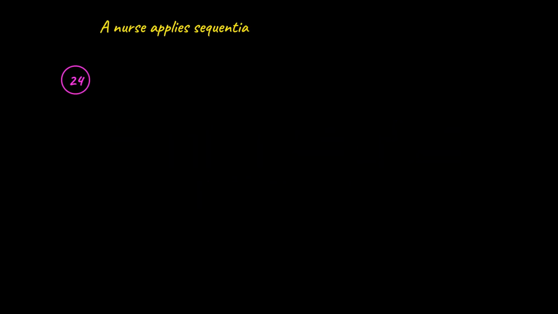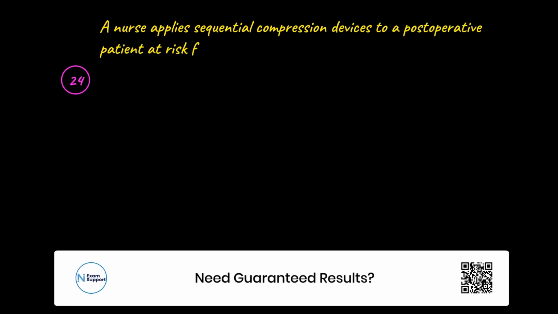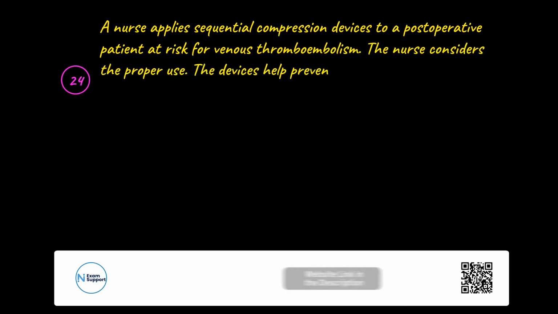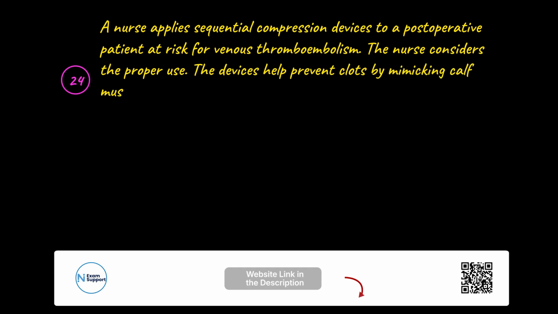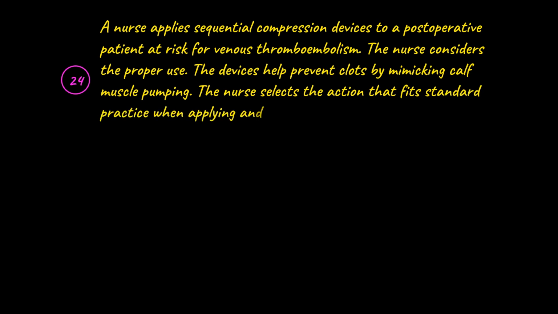Question 24. A nurse applies sequential compression devices to a post-operative patient at risk for venous thromboembolism. The nurse considers the proper use. The devices help prevent clots by mimicking calf muscle pumping. The nurse selects the action that fits standard practice when applying and managing the sequential compression device today.